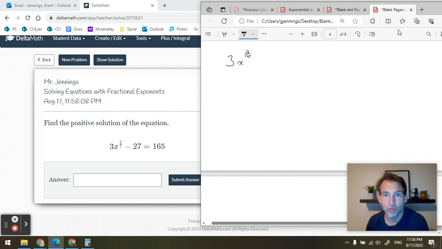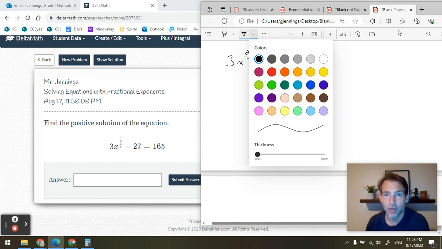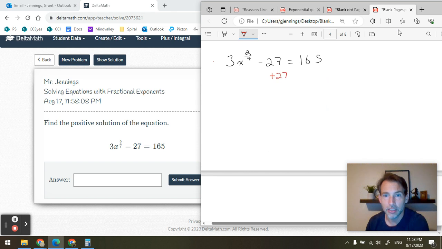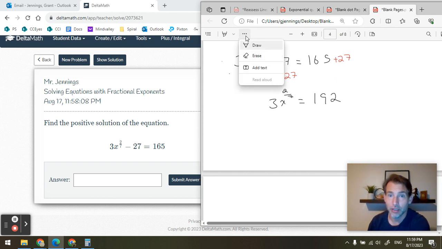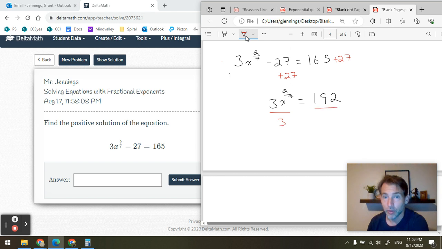3x to the 2 over 7 minus 27 equals 165. Well, our first step here is going to be to add 27 to both sides. And so then we will get 3x to the 2 over 7 equals 165 plus 27, which is 192. Okay, 192 is divisible by 3, which is good news, because we're going to divide by 3 to isolate x to the 2 over 7. All right, and so then we're going to go ahead and get ourselves, well, what is that?